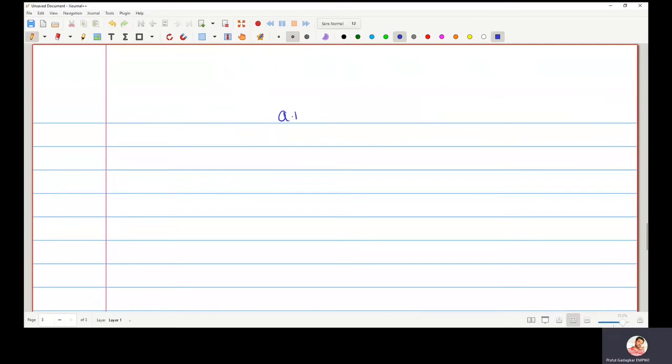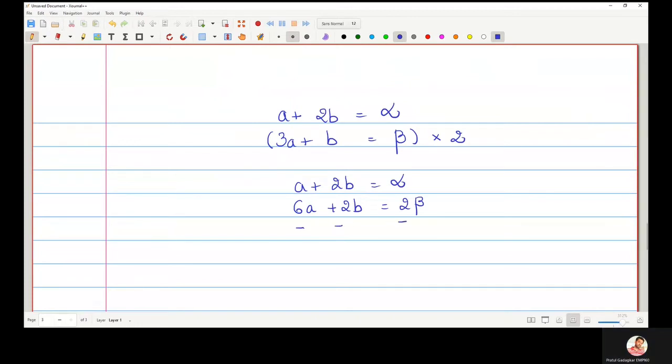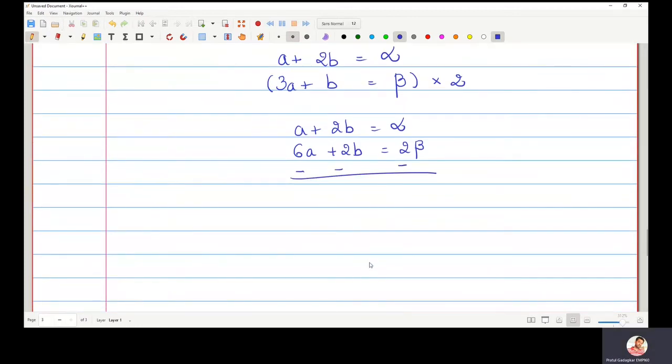So I'm getting a + 2b = alpha, and 3a + b = beta, and I'm going to solve them simultaneously. So I'll multiply the second equation by 2. So I'm going to get a + 2b = alpha, and the second equation will become 6a + 2b = 2 beta, and when I subtract them, I'm going to get minus 5a is equal to alpha minus 2 beta, and therefore the value of a that I'm going to get is (alpha minus 2 beta) divided by minus 5.